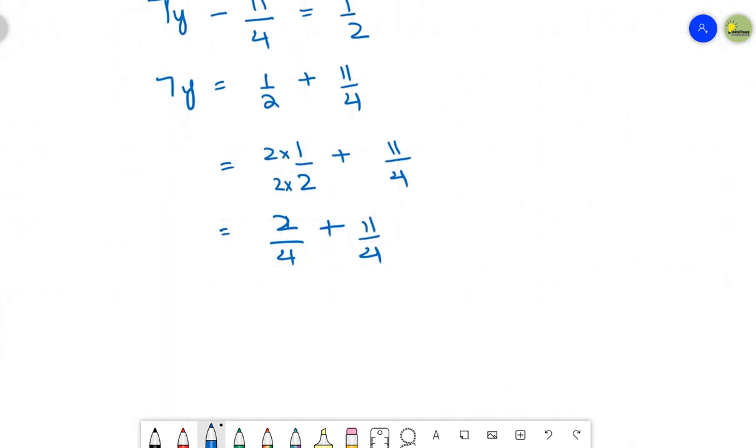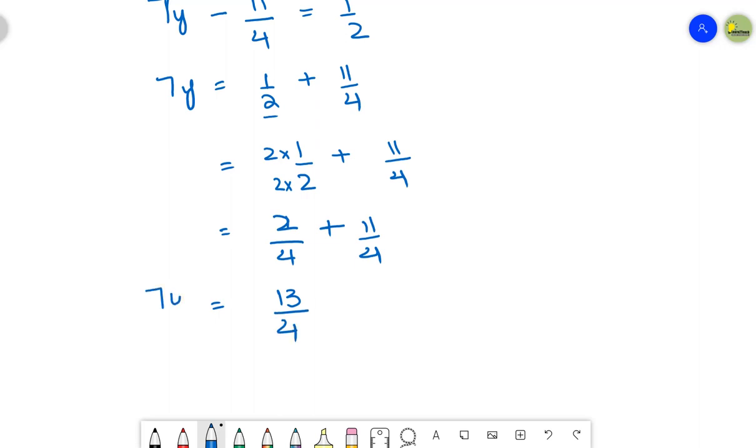So I'm having 2 and 4 in the denominator. I need to make the number 2 into 4 so that I have the same denominators. So 2 will be multiplied with 2 so that it becomes 4. And keep in mind that if a number is multiplied in the denominator, then multiply the same number with the numerator as well. This is an important step. 2 upon 4 plus 11 upon 4, you have 2 plus 11 is 13 divided by 4.